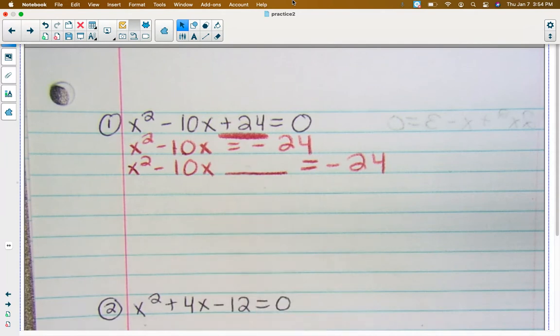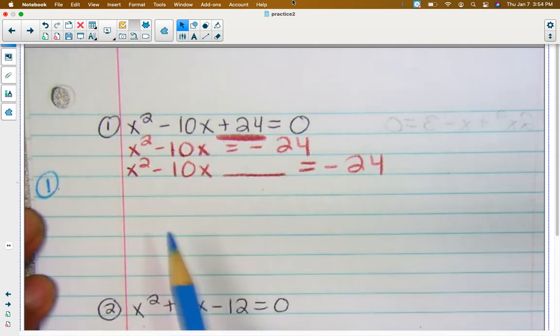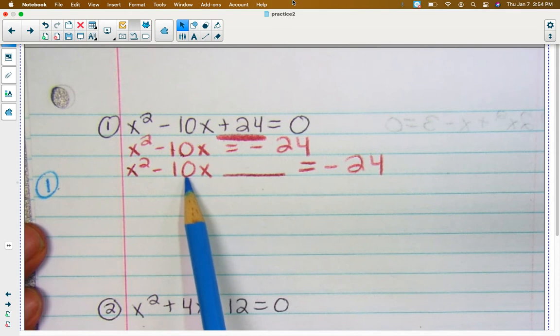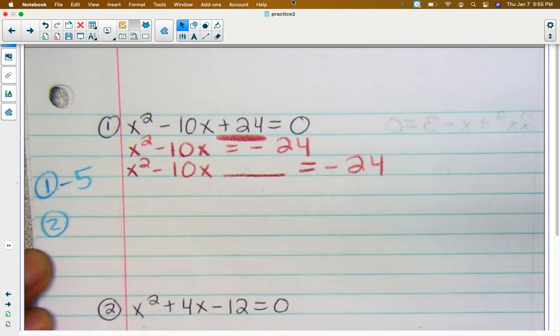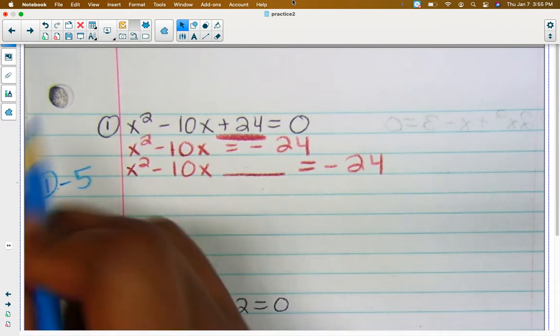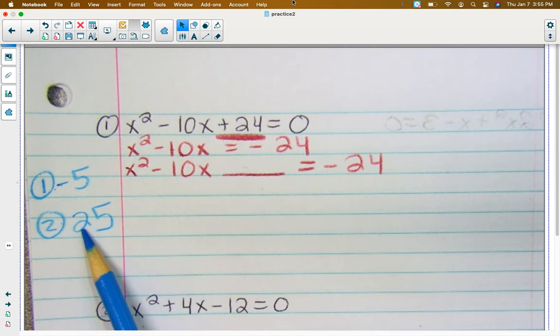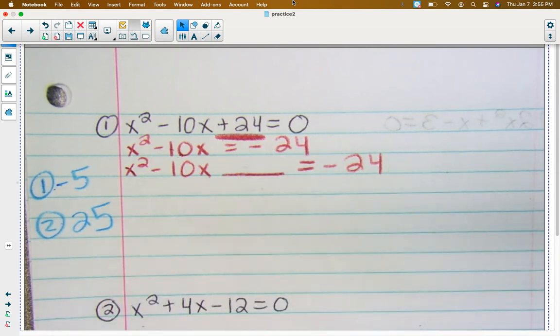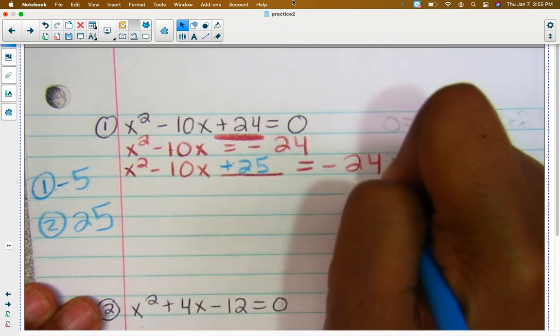Off to the side, I strongly encourage you to actually write out your 2 steps for completing the square. So step 1, take half of this number. Half of negative 10 is negative 5. Now square that number. Negative 5 times negative 5 is 25. So 25 is going to be the number that I add on both sides. So we're going to add 25 here, and we're going to add 25 here.